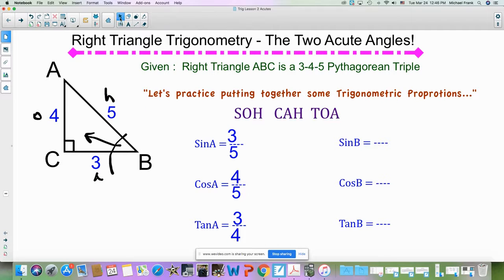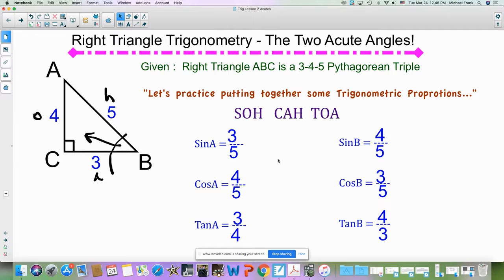So if we start making our proportions for angle B, our sine, so opposite over hypotenuse, is going to be 4 over 5. And if we do the cosine of B, it's going to be our A over H. So that's going to be 3 over 5. And if we do the tangent of angle B, that's going to be our O over A, and that's going to be 4 over 3.